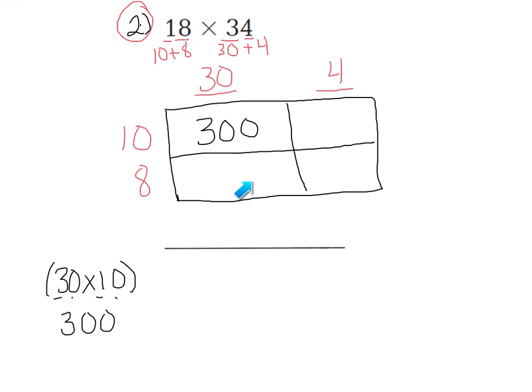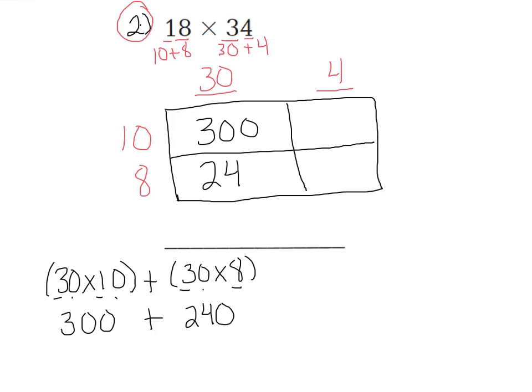Now let's find what partial product goes in this square. If I go up, that's a 30. If I go over, it's an 8. So I know that I need to add 30 times 8 to my partial products. Now 3 times 8 is 24, plus my 0 is 240. That is going to go in my second partial product box.